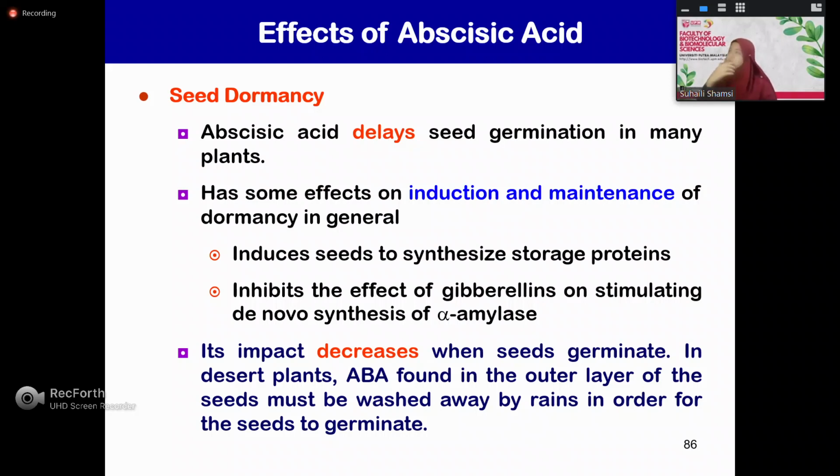So gibberellin, as we know just now, has the effect of breaking seed dormancy. So when abscisic acid senses the extreme condition, it will tell the embryo not to produce any more gibberellic acid. So we have to keep on being dormant, so produce more and more abscisic acid. Its impact decreases when seeds germinate. In desert plants, ABA found in the outer layer of the seeds must be washed away by rain in order for the seeds to germinate.